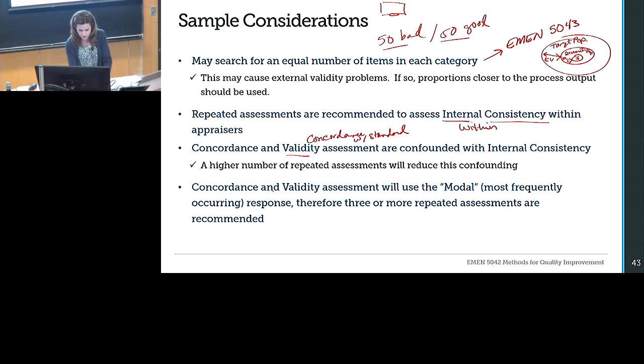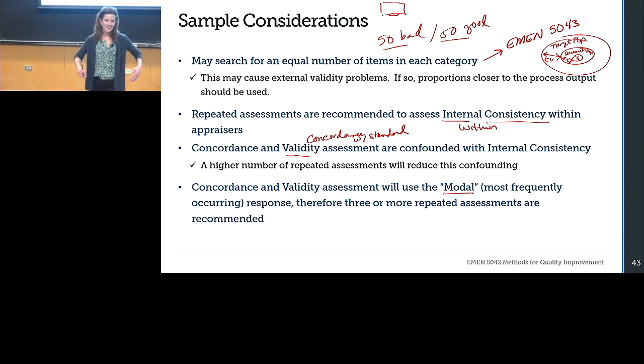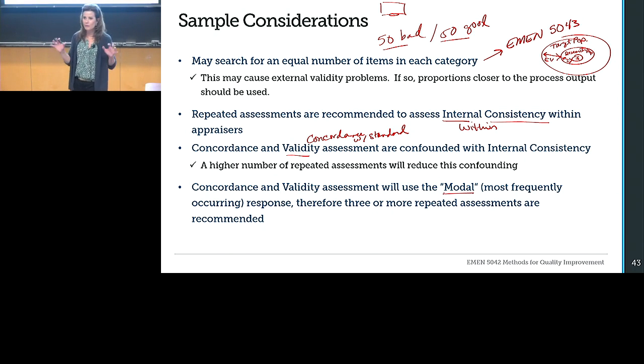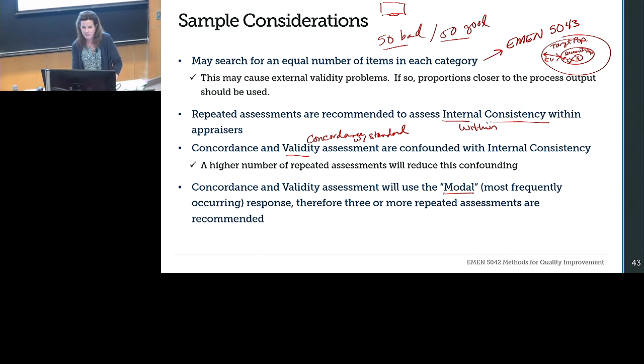What we're going to do with concordance and validity assessment is we have to use the modal response. And you're like, finally, we get to use the mode. I'm sick of using the mean. I'm sick of using the median. Now we're going to use the mode. I knew that you were waiting for the chance, and here it is. Are you so excited? Very excited.